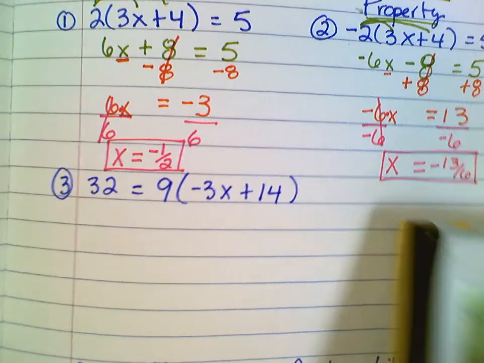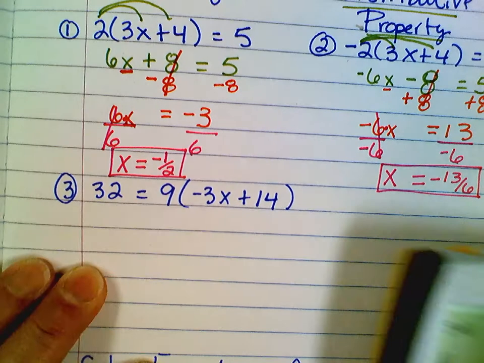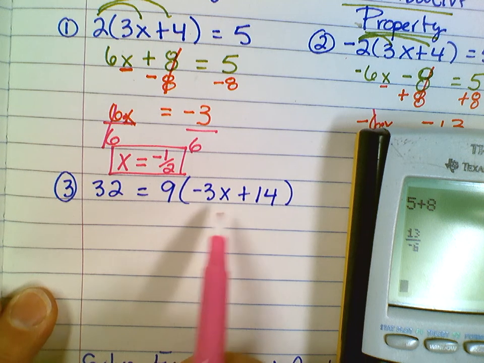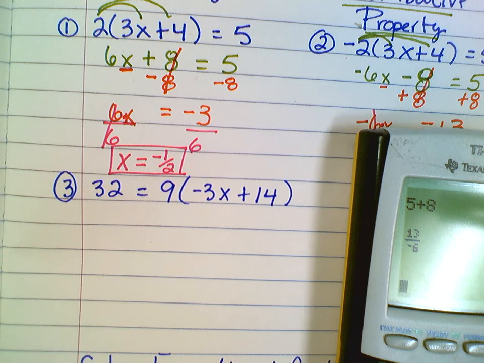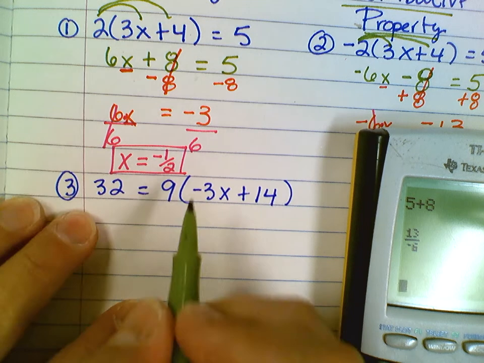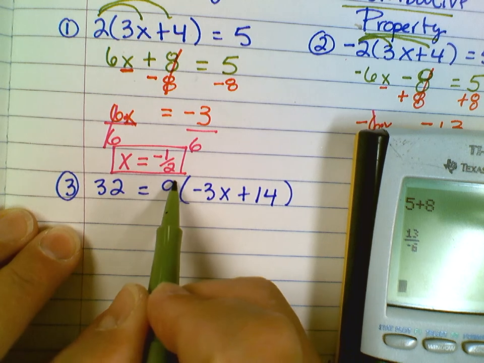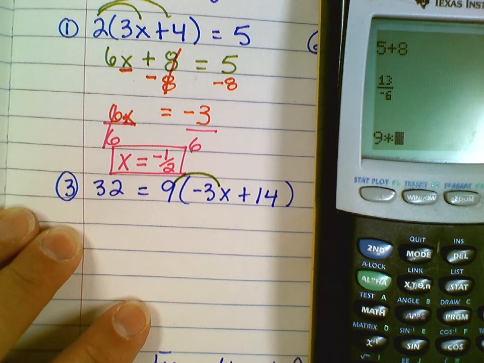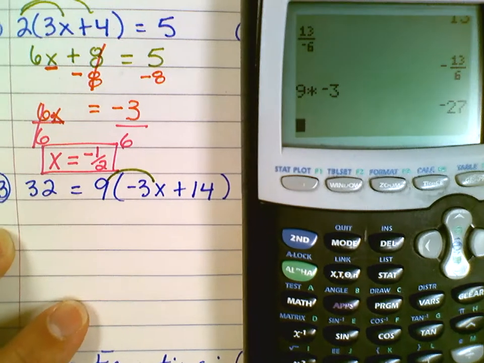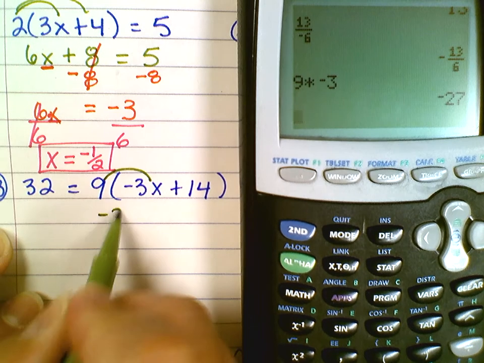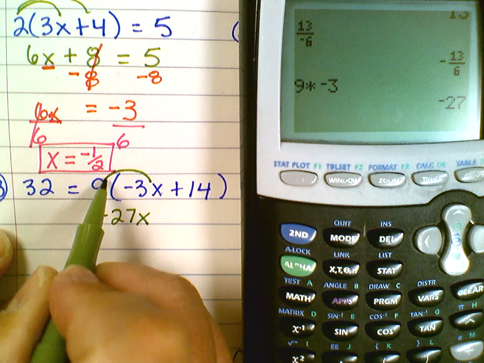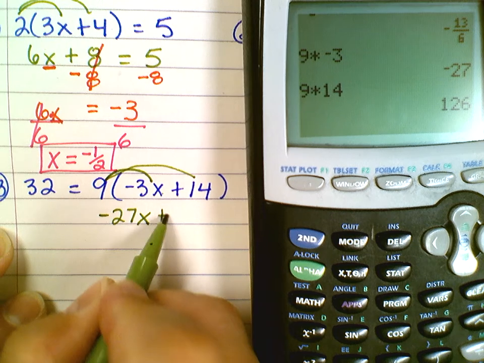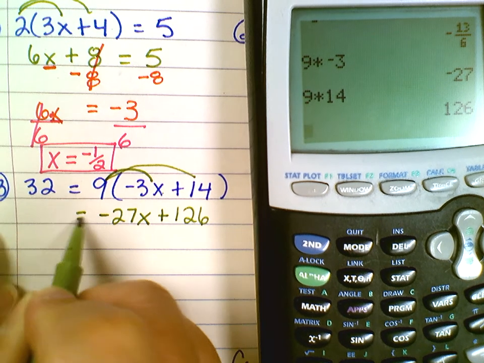All right. Then we come to example number 3. And this time, our distribution is on the right-hand side. So what we have to remember is that we're always moving opposite direction of where the x is. We still start the same way, though. 9 times negative 3 is negative 27. And don't forget the x. And then 9 times 14 is a positive 126.